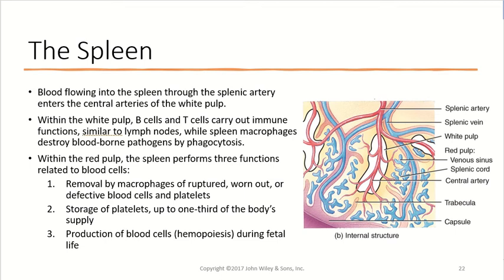Within the red pulp, the spleen is going to perform three main functions related to the blood cells. The first is removal of blood cells by macrophages, of any ruptured, worn out, old, or defective blood cells and platelets. Then we have storage of platelets, where up to a third of the body's platelet supply is going to be stored in the spleen. And last but not least, we have the production of blood cells, or hemopoiesis, during fetal life. So when you're developing inside mom, this is where you're producing most of your blood cells.